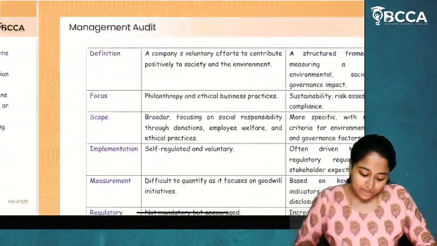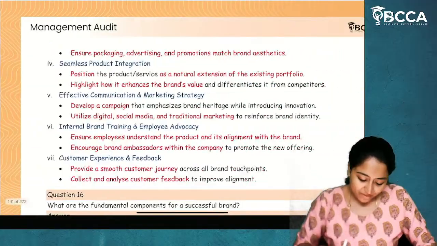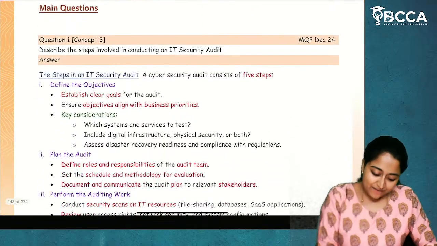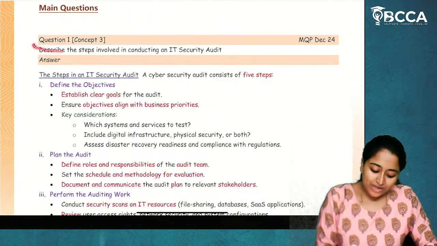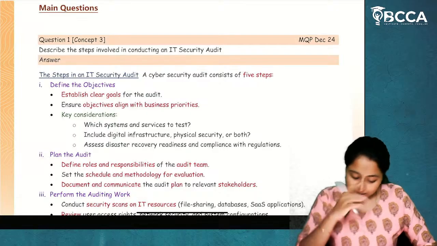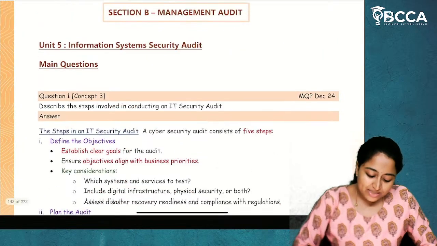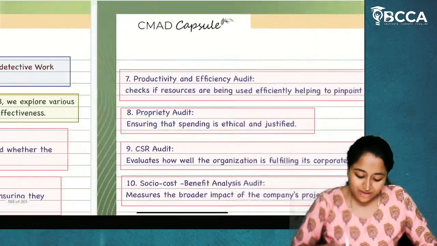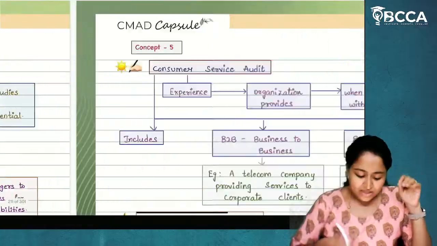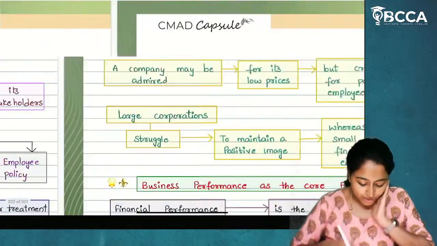Now, what are the three major important Super 50 questions from information system security audit? We have seen here questions 1, 2 and 3. What is question number 1? This is from concept number 3, MQP December 24: describe the steps involved in conducting an IT audit. In this information system security audit, in my handwritten notes also, I have given a clear-cut analysis and the theory, everything in a simplified manner. So you can completely rely on the handwritten notes for information system security audit.